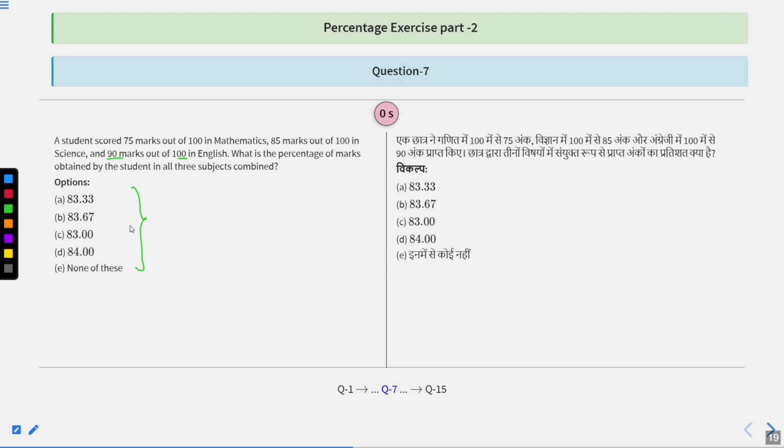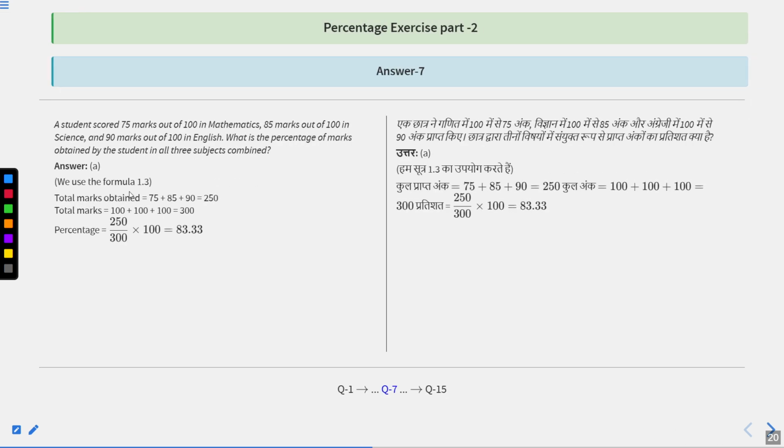Now time's up. Let's see the solution. Total marks obtained by them: 75 plus 85 plus 90, which is 250. And total marks is 100, 100, 100. Each subject is out of 100. So total marks is 300 and the student gets 250 marks. So the percentage will be 250 upon 300 multiplied by 100, which is 83.33%. Okay. Next one.